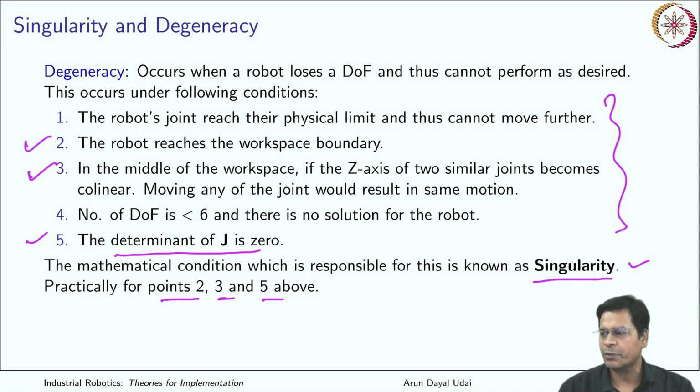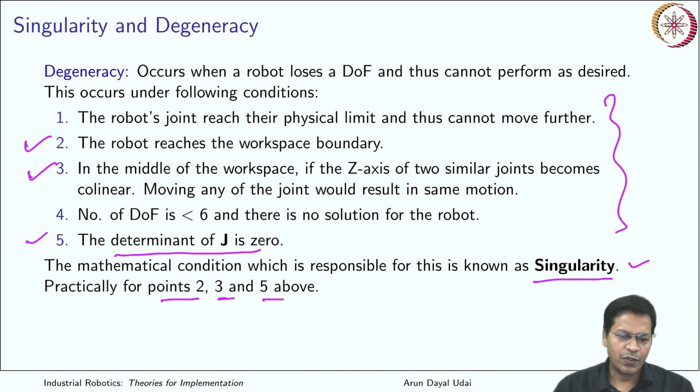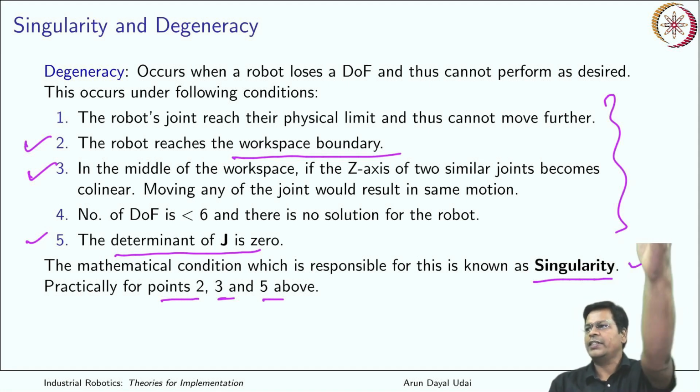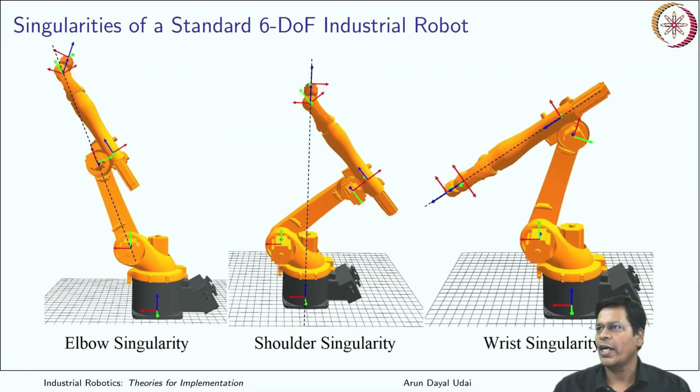In the middle of the workspace also, if both the axes become collinear, it becomes singular. And mostly, when it reaches the extreme of the workspace boundary, your joints may become a straight line. So I'll show you by example now, a singularity which a standard 6 degrees of freedom industrial robot can have.